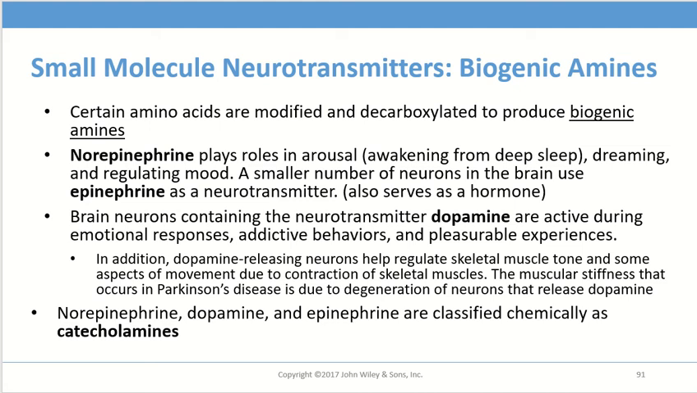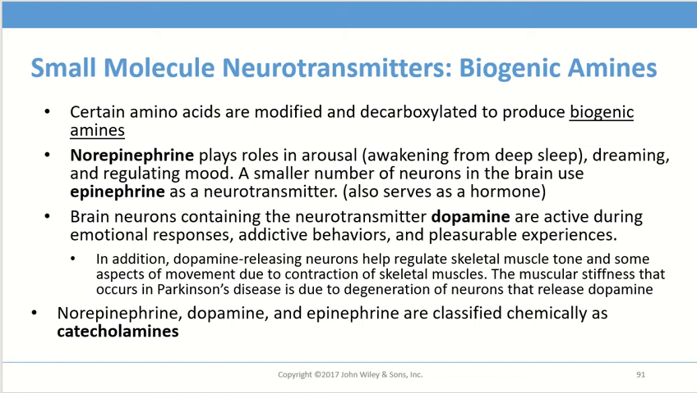So brain neurons containing the neurotransmitter called dopamine are going to be active during emotional responses, as well as in addictive behavior and pleasurable experiences. In addition, dopamine releasing neurons can help to regulate skeletal muscle tone and some aspects of movement due to contraction of skeletal muscles.